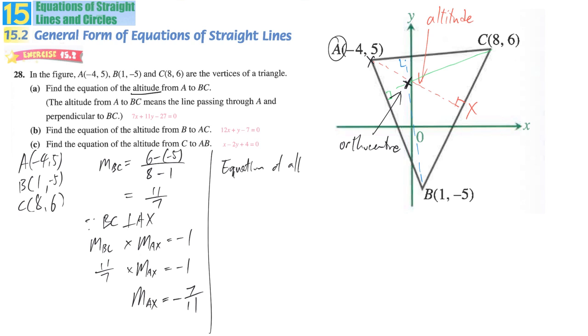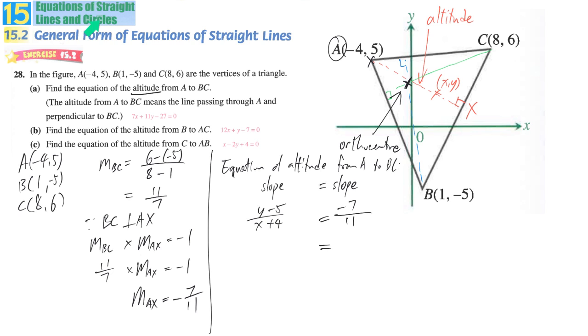Equation of altitude from A to BC, semicolon. So we are talking about slope equal to slope. It's easy for you to get lost if you don't write this down first. We have a general point xy once again, so we have y minus 5 over x plus 4 is equal to the slope. We already found it, it's -7/11.